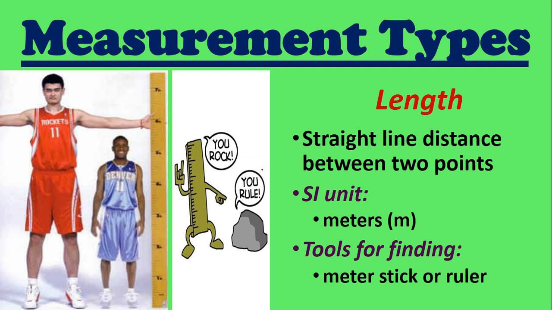So measurement types. The first one's called length. This is the straight line distance between 2 points. When we use our SI units, we're going to use the unit meters and its variations like centimeters or kilometers or millimeters, as long as it's in the meter form. The tool we use to find length is a meter stick or a ruler. Side note, do you know how many meters are in a meter stick? It's a trick. It's 1 meter. 1 meter is in a meter stick.